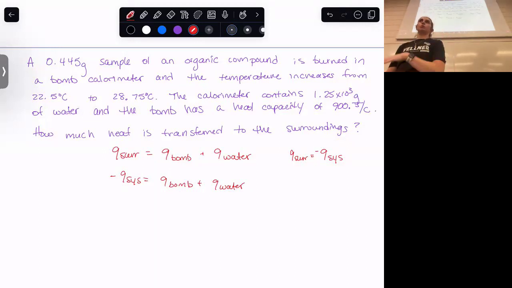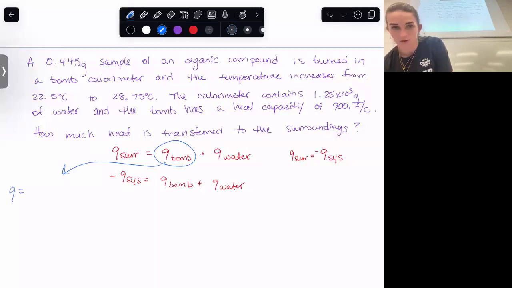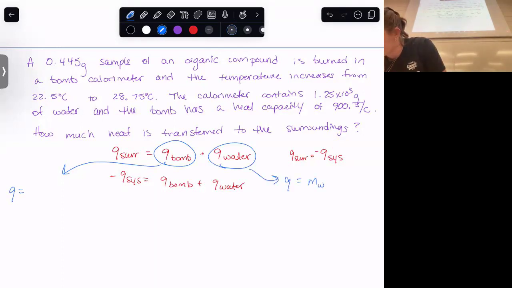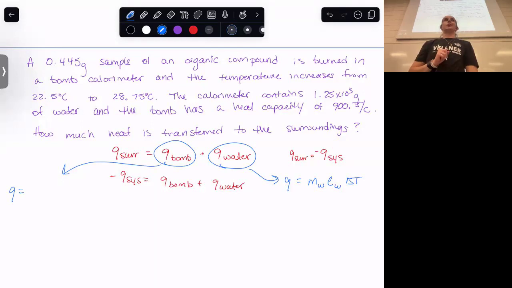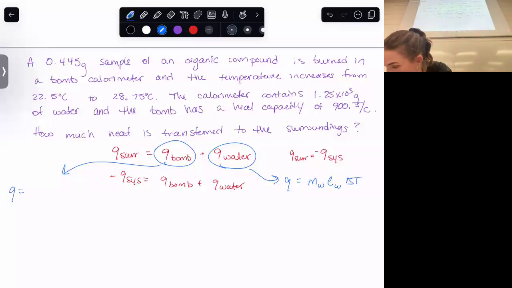How are we going to break up Q bomb and Q water? What do those break down into? So for water, Q is equal to M of the water, C of the water times the delta T. And what about our bomb? What is that Q? Good. For the bomb calorimeter, it's just the specific heat times the delta T. The C that you're given is that 900 joules per degree Celsius. And did I give you the specific heat of water? I didn't. You need that.